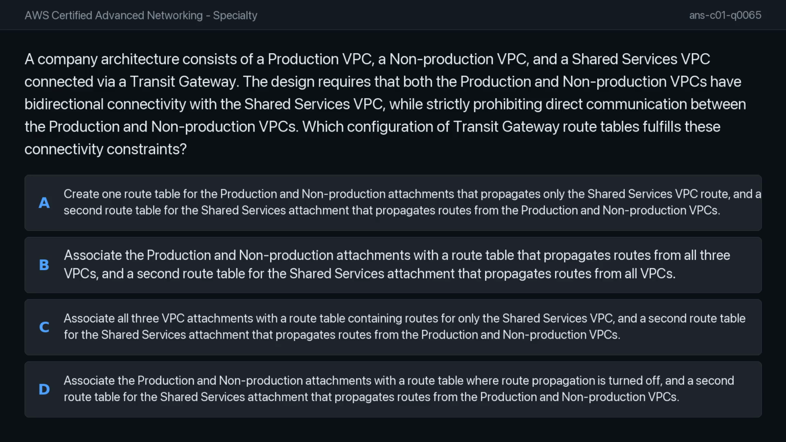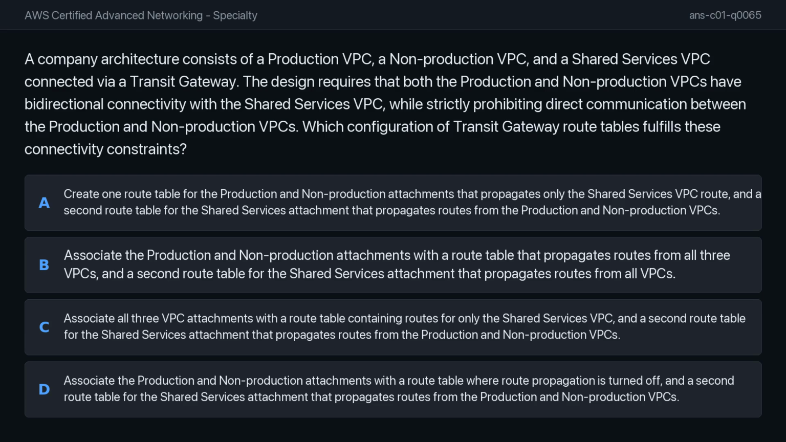A company architecture consists of a production VPC, a non-production VPC, and a shared services VPC connected via a transit gateway. The design requires that both the production and non-production VPCs have bidirectional connectivity with the shared services VPC, while strictly prohibiting direct communication between the production and non-production VPCs. Which configuration of transit gateway route tables fulfills these connectivity constraints?